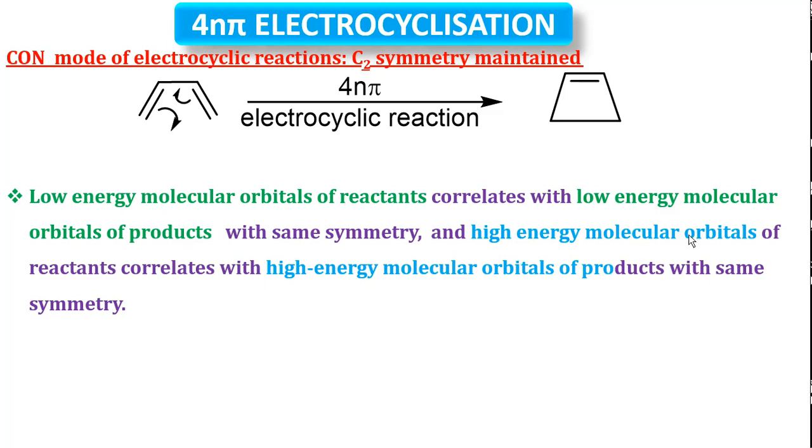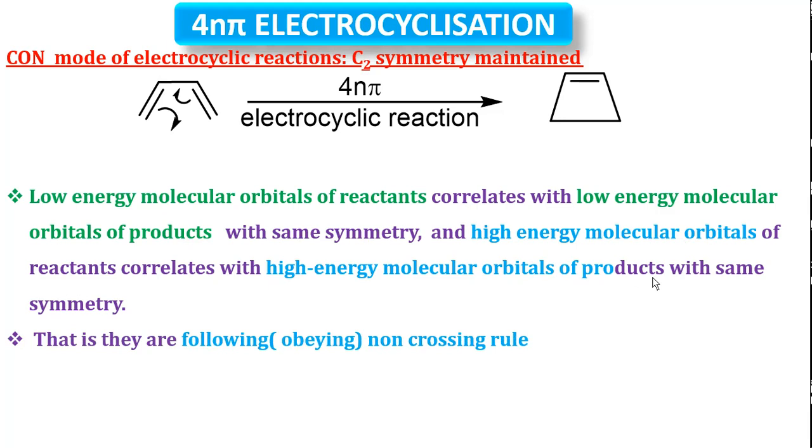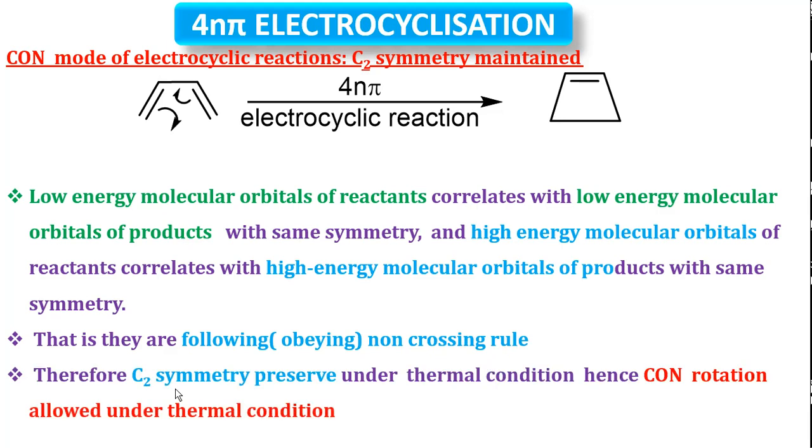High energy molecular orbitals of reactants correlate with high energy molecular orbitals of products. So that means they are following the non-crossing rule. Therefore, C2 symmetry is preserved under thermal condition, because we are discussing the ground state, thermal condition. When C2 symmetry is preserved, conrotation is allowed.